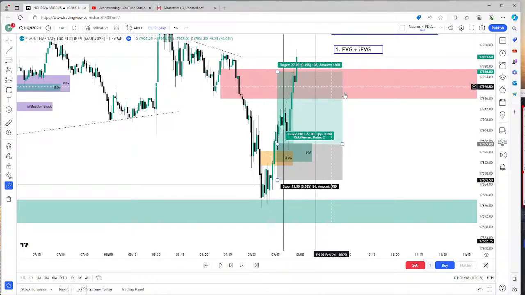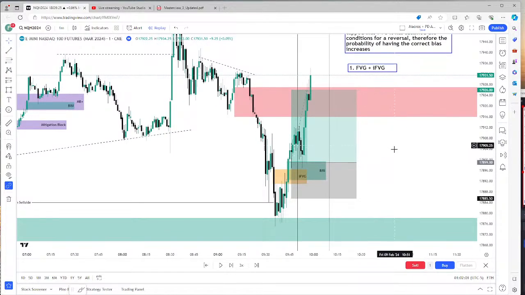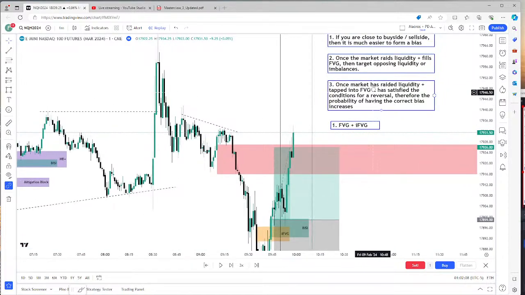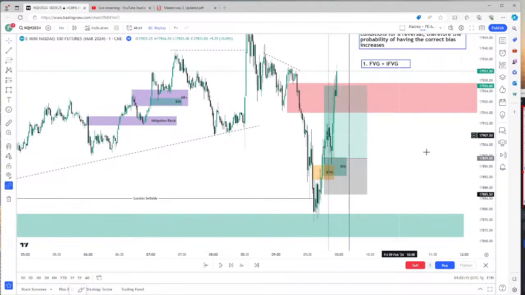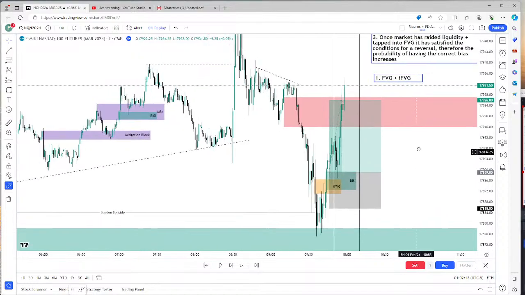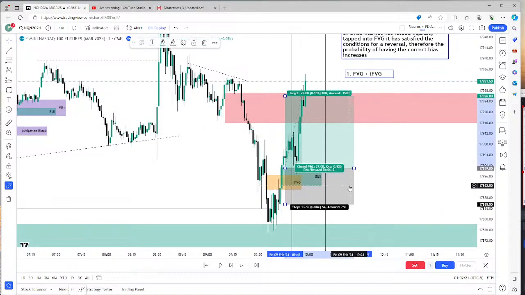So what I'm trying to say here, Jimmy Patel, is, to formulate a bias, you have to understand that once the market's raided liquidity and it's filled an imbalance, it's already satisfied the conditions for this run for sell side. So what's it going to do? It's going to target buy side now, and that's basically how the market moves. You pair that with PD arrays and you pair that with macros.